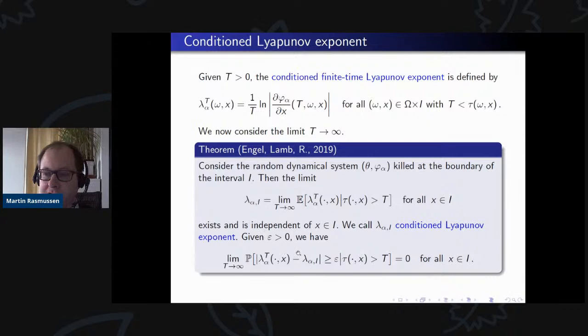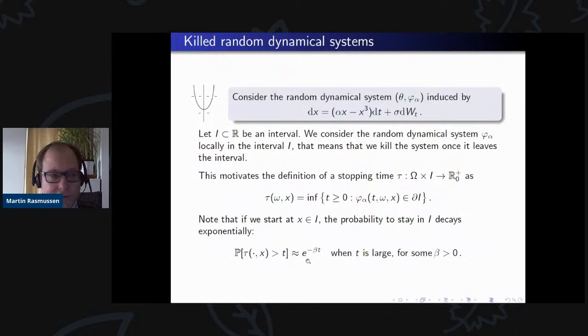And indeed, this is the case. So we converge in a strong sense to this conditioned Lyapunov exponent, in the sense of convergence in probability, which is a strong sense in this context, because we cannot speak about almost sure convergence, because almost surely you escape the interval, because we have this exponential decay here, which we observe, which comes from the quasi-stationary distribution.